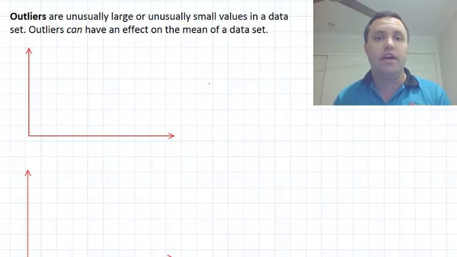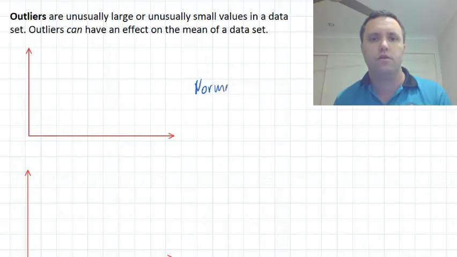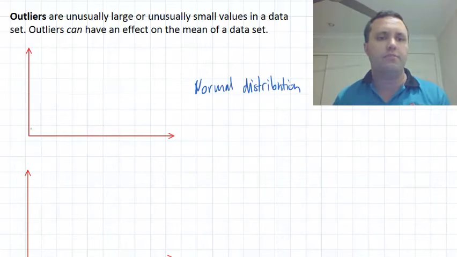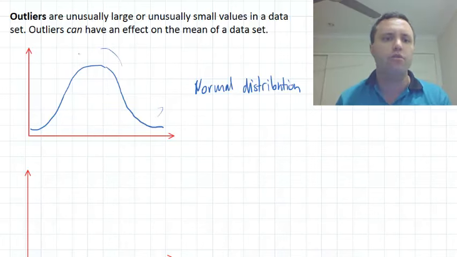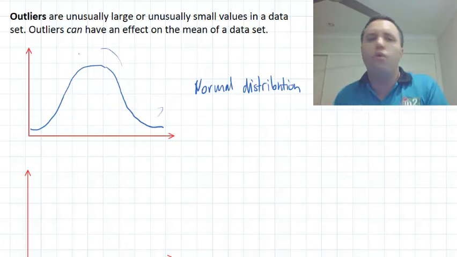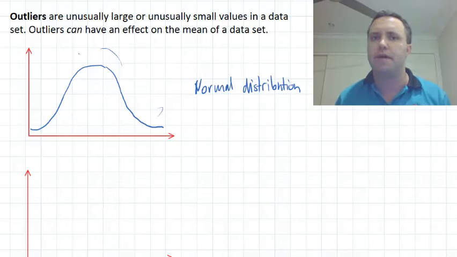If we have a normal distribution, we end up with a data set that's nice and symmetrical like this. It's got some values that are at the top, some values that are small, but the bulk of it is in the middle, the normal kind of data you'd expect to get. So that's a normal type of distribution.